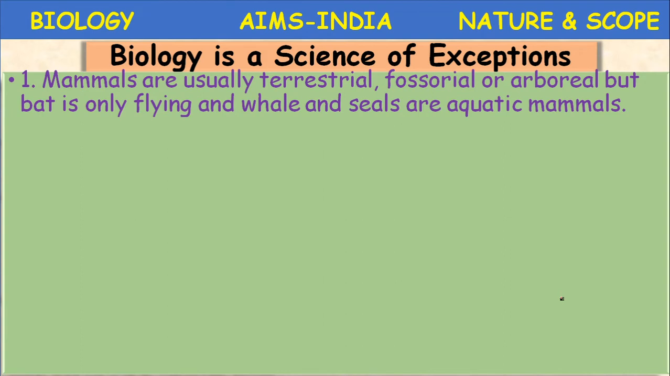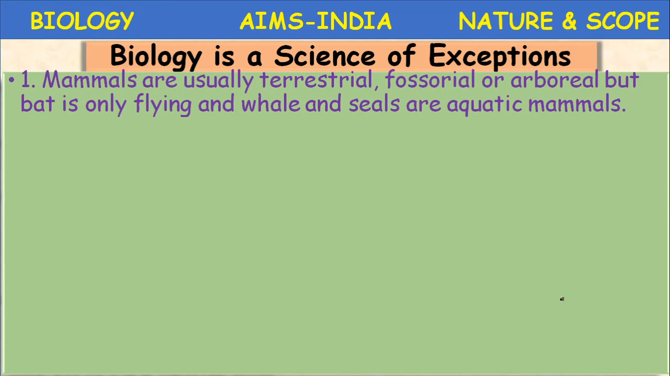Okay. So here mammals means the animals which directly give birth to their young ones and feed their young ones with milk. They are terrestrial. Terrestrial means which live on land. Fossorial means which live in the holes of the earth. Or arboreal. Arboreal means which live on trees. But bat is the only flying mammal.